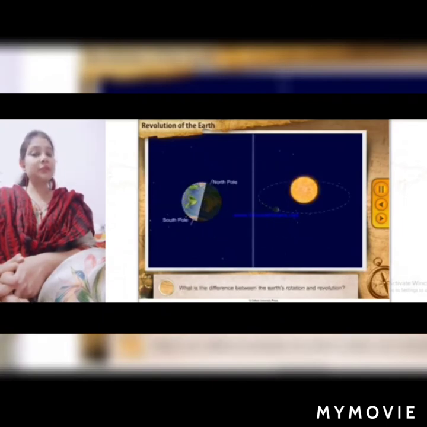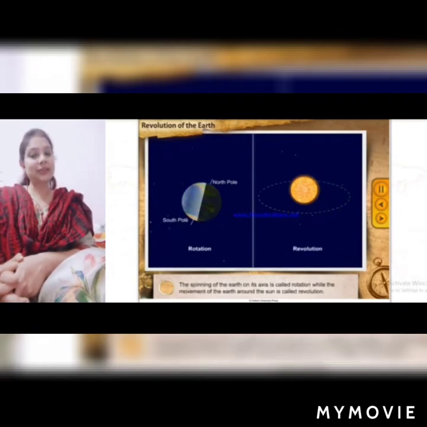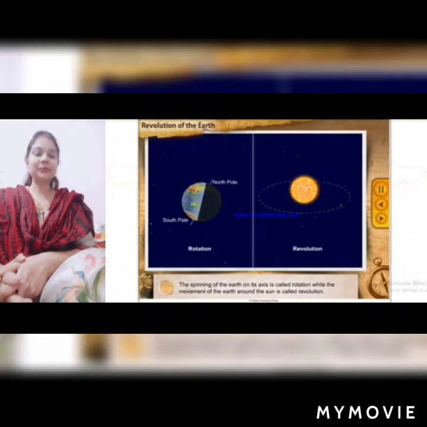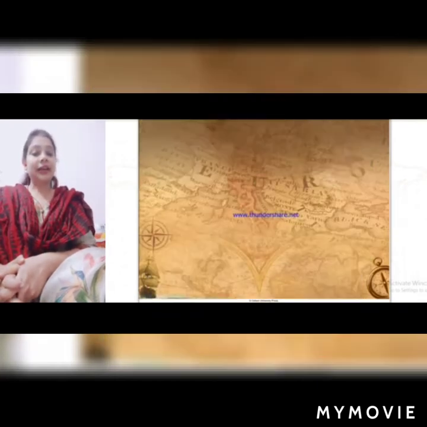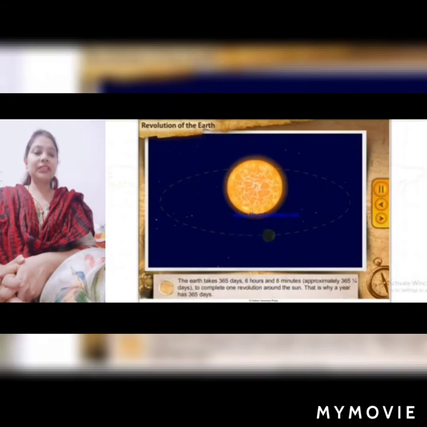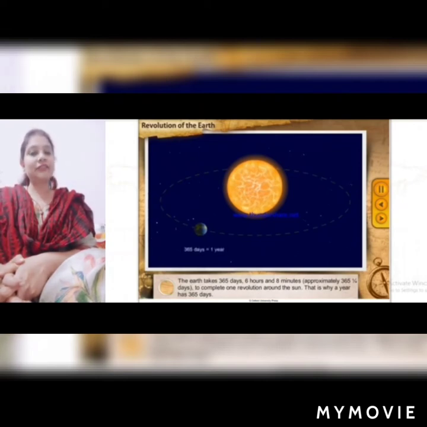What is the difference between the Earth's rotation and revolution? The spinning of the Earth on its axis is called rotation, while the movement of the Earth around the Sun is called revolution. The Earth takes 365 days, 6 hours and 8 minutes, approximately 365 and 1/4 days to complete one revolution around the Sun. That is why a year has 365 days.